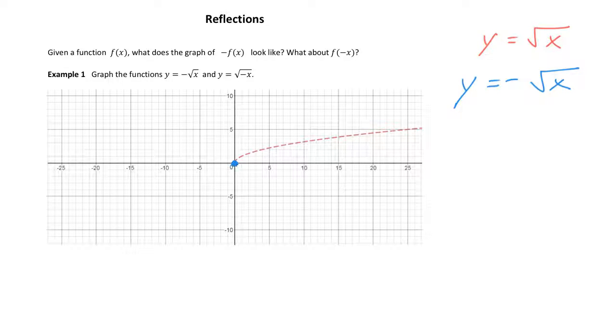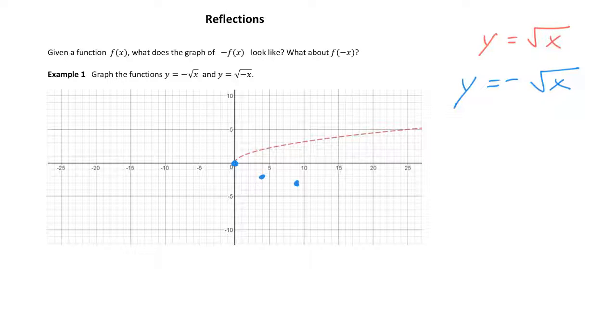Okay? Just to get a couple of others, like I said, here's the point 4, 2. So the y value is 2. 2 times -1 is -2. So that drops down here. So I'll plot that. That's 4, -2. And maybe one other. Here's the point 9, 3. So the y value is 3, meaning it'll go down to -3.